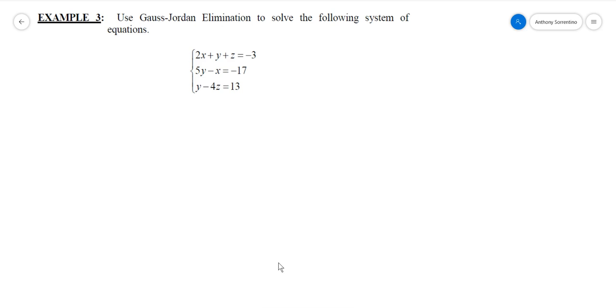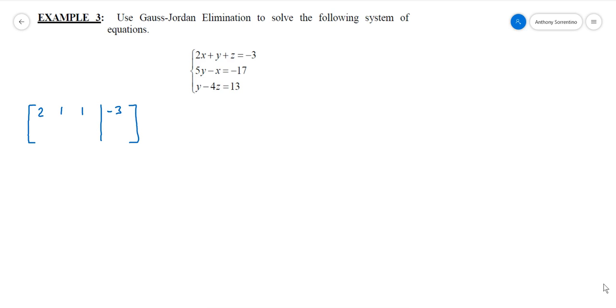Okay, so if we're going to be using Gauss-Jordan elimination or anything else, we want to be able to, first, write this as an augmented matrix. That's important. So I'm going to write this as an augmented matrix. The top row, 2, 1, 1, -3.